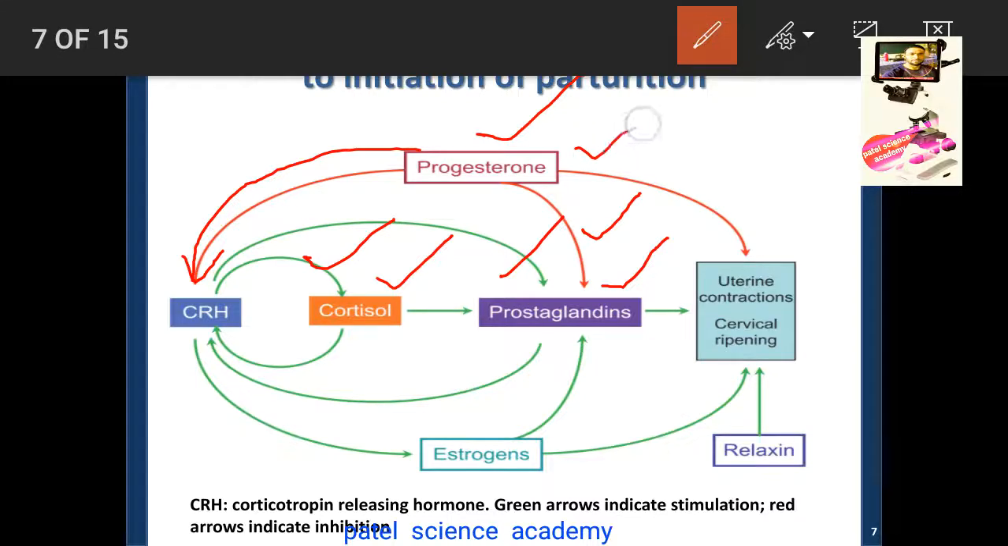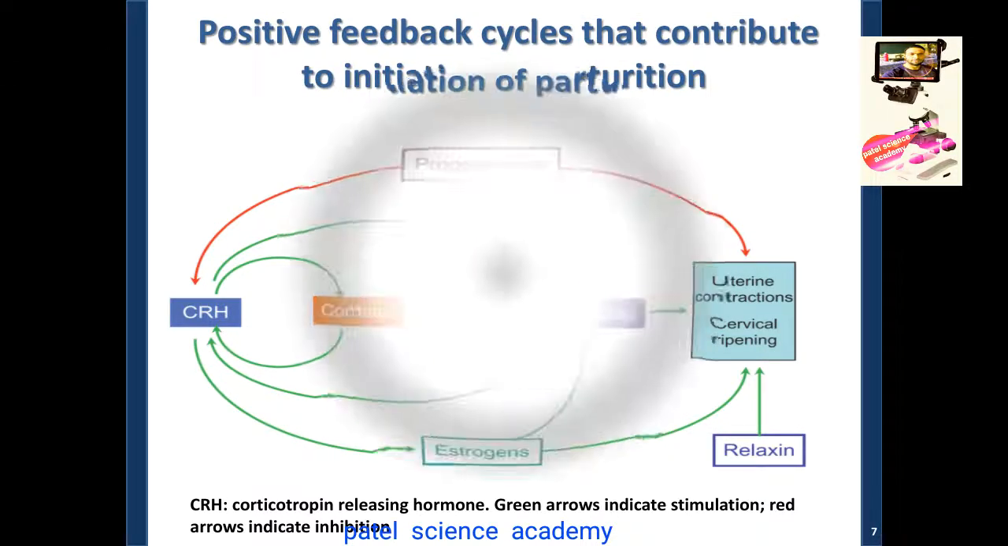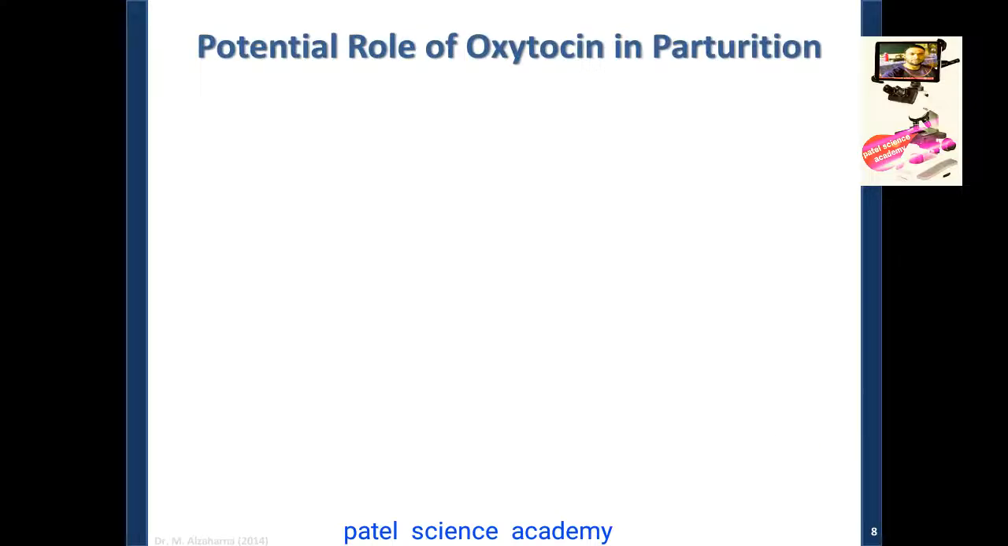Then the progesterone inhibits the uterine contraction and the cervical ripening, the estrogen level increases or stimulates, and then it goes for these changes, which include the cervical ripening and the decline in the uterine contraction by the progesterone hormone. So this is about the role of the progesterone hormone, and this is the positive feedback.